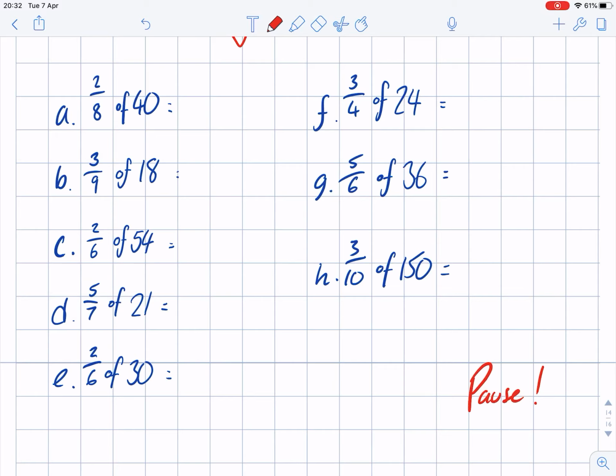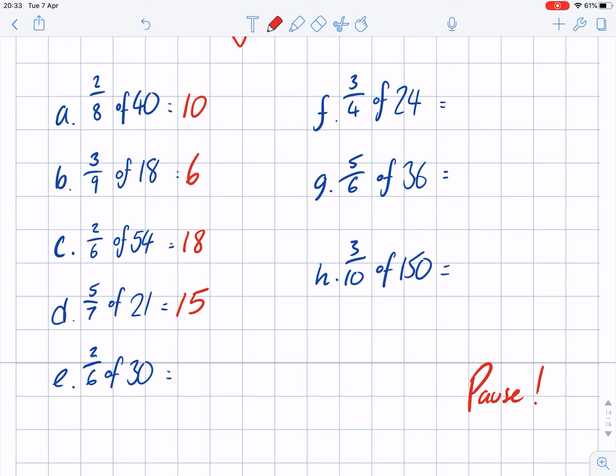Okay, great. Let's go through them. 2/8 of 40. How many 8s in 40? 5. 5 times 2, 10. How many 9s in 18 for the next one is 2. 2 times 3 is 6. Next one, 2/6 of 54 is 18. 5/7 of 21. Well, there's 3 7s in 21. Multiply it by 5, you get 15.